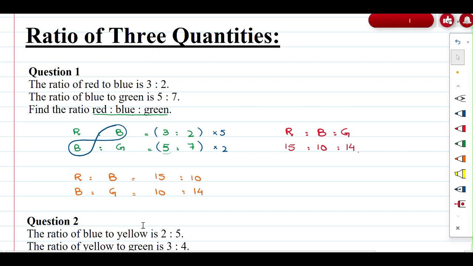How do we deal with the ratios of three different quantities? I hope you understand the concept.